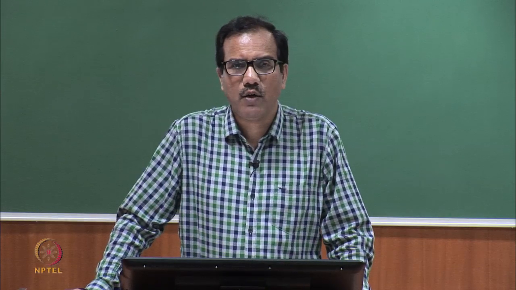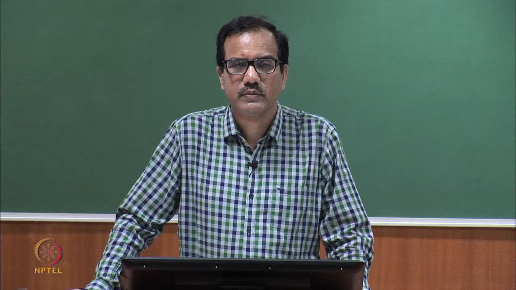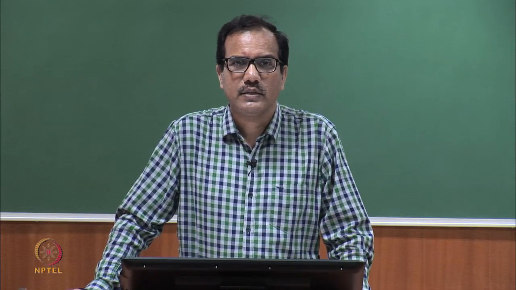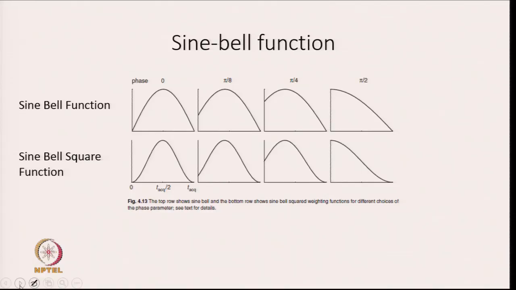So, to get an optimum window function, sometimes people use the sine Bell function. The sine Bell function can be of different types. Here is the 0 degree sine Bell function with 0 phase, whereas this is the sine Bell function with pi by 8 phase, this is with pi by 4 phase, and this is with pi by 2 phase.